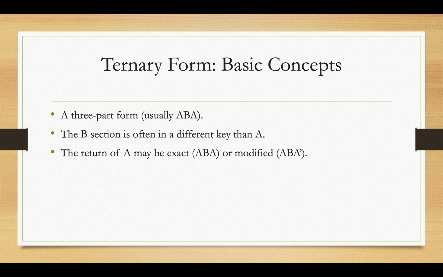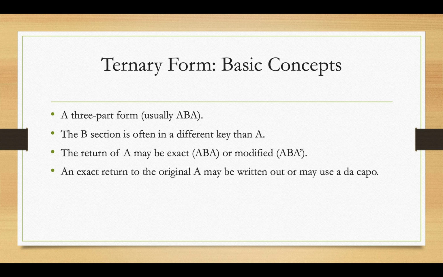The return of the A in the latter third of the form might be exact, in which case we would have an ABA form, or it might be modified to some extent, which is usually represented in the abbreviations as ABA prime. The prime is just indicating that there's been some sort of minor alteration to that last A section.